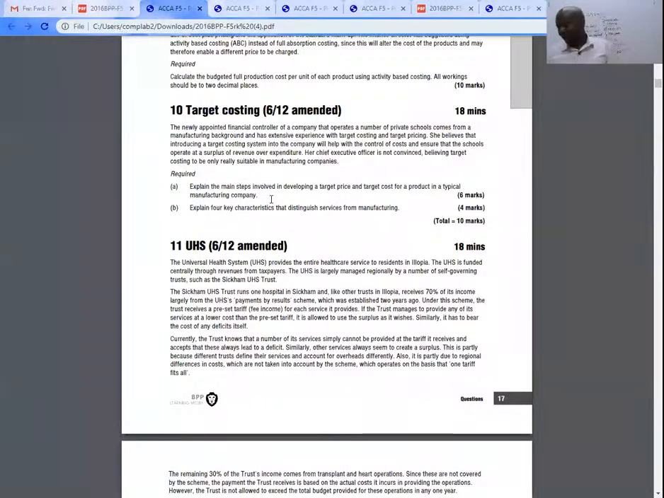Cost gap. Very important. Now, ladies and gentlemen, look at part B. Explain 4 key characteristics that distinguish services from manufacturing.